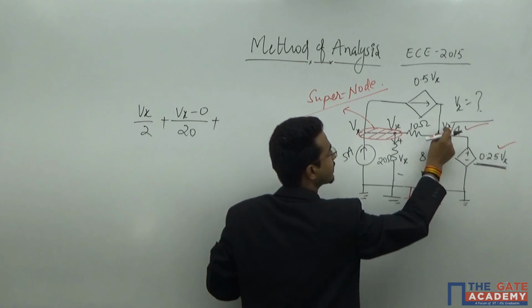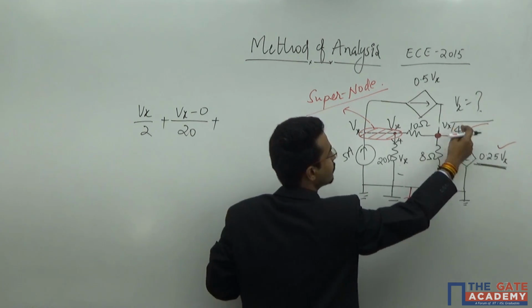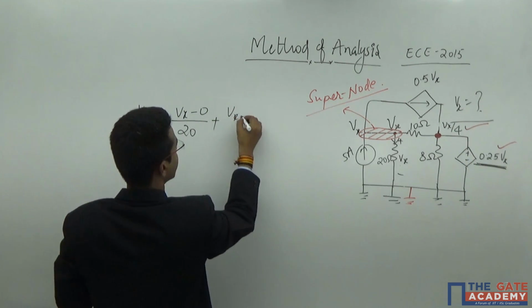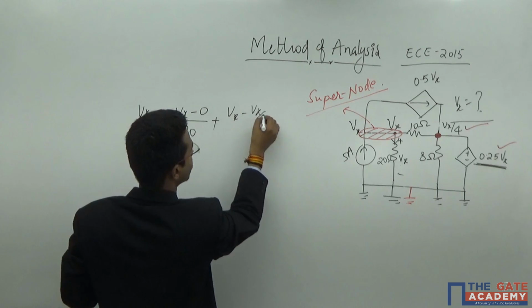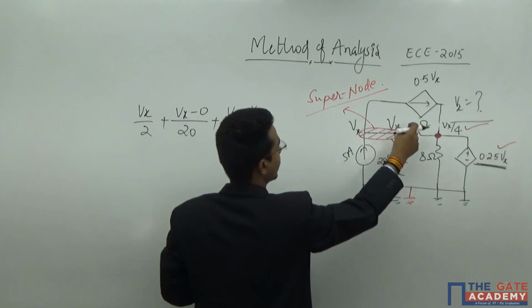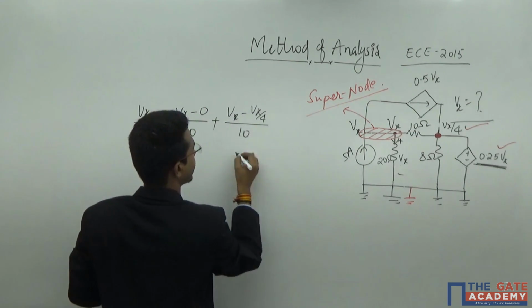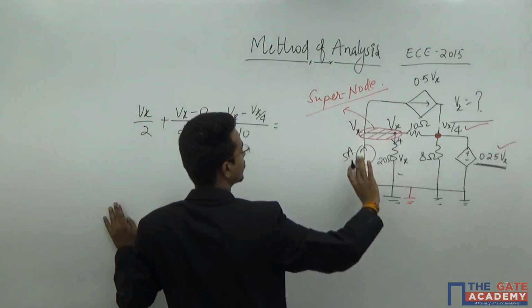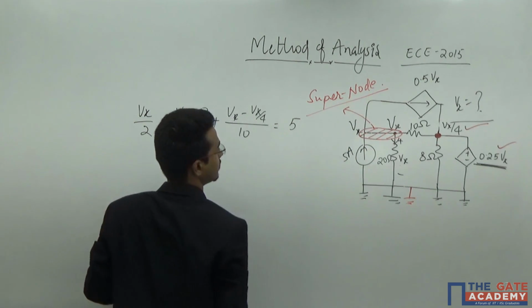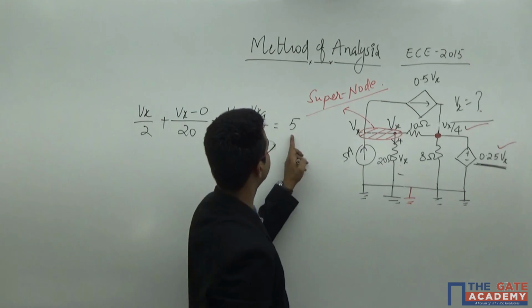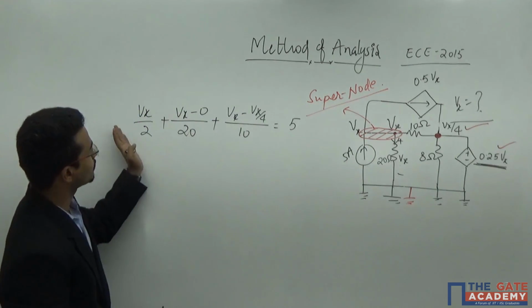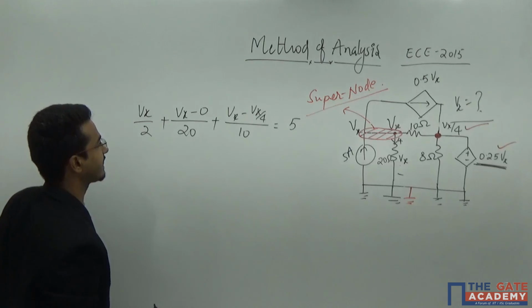because this voltage source has decided that the potential at this particular node is Vx by 4. That means (Vx minus Vx by 4) divided by the total value, which is 10, is equal to the total outgoing current. That means total incoming current, this is 5. Now we have to solve this equation to calculate the value of Vx only.